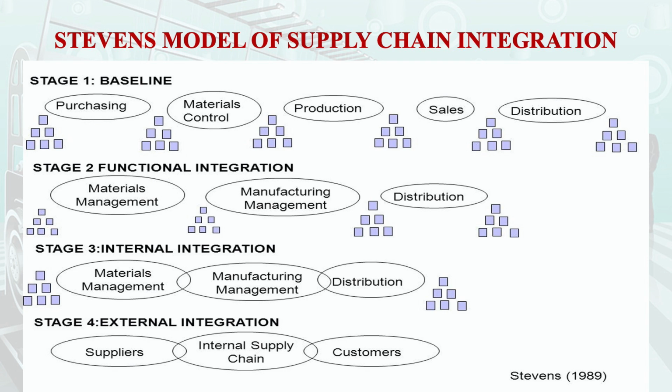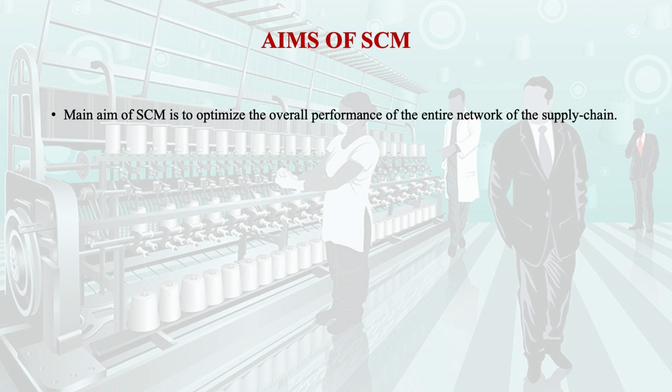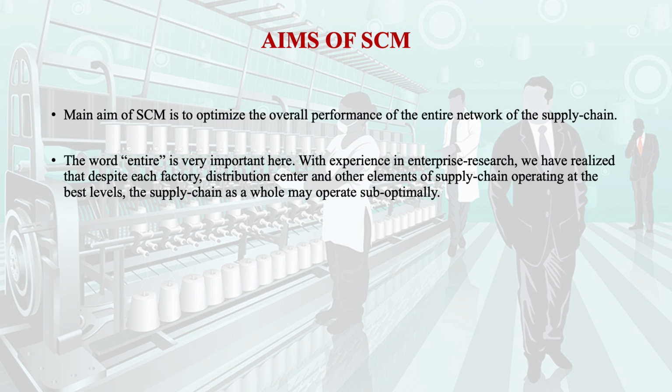Now, what are the aims of supply chain management? The main aim of supply chain management is to optimize the overall performance of the entire network of the supply chain. The word entire is very important here. With the experience in enterprise research, we have realized that despite each factory, distribution center and the other elements of the supply chain operating at the best level, the supply chain as a whole may operate suboptimally. Let us examine this issue.